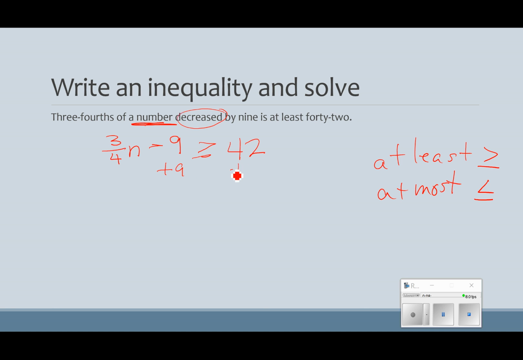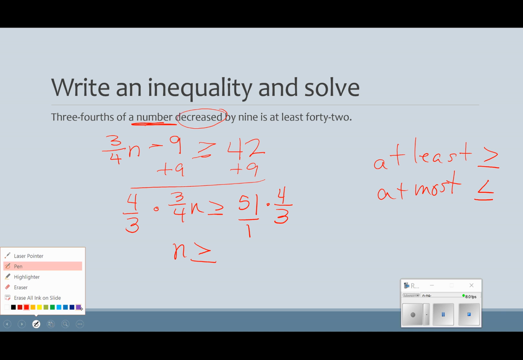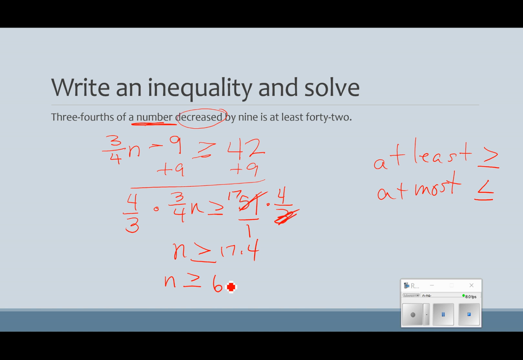If I add 9, I'm going to get 3/4 n is greater than or equal to 51. I can multiply both sides by 4/3. So n is greater than or equal to, I'm going to write this over 1. Okay, and 3 goes into 51 17 times. So it's 17 times 4, which is going to be, because these cancel, n is greater than or equal to 68. So there's my solution.